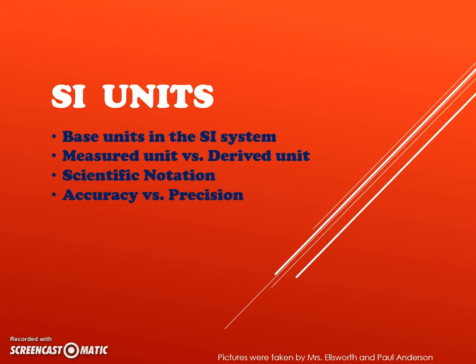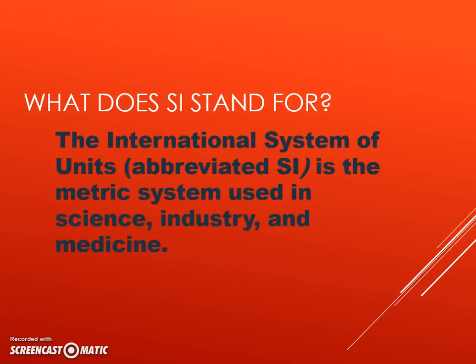These are the 4 different parts of SI units that we'll be talking about. But what does SI stand for? SI stands for the International System of Units. It is a metric system, and it is used in science, industry, and medicine. Lots of people think that the metric system is not really used in the United States, but it is. And in these 3 industries, science, medicine, and industry, it is used quite a bit.